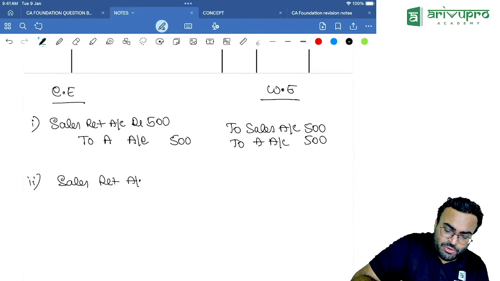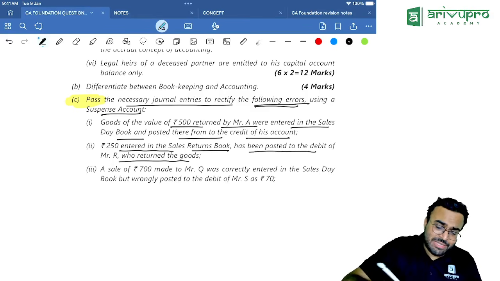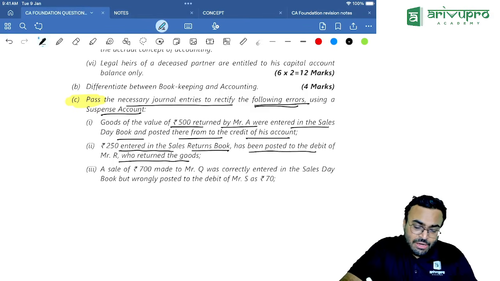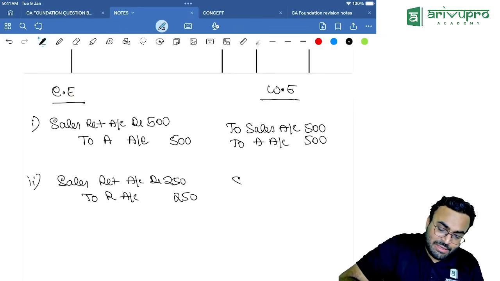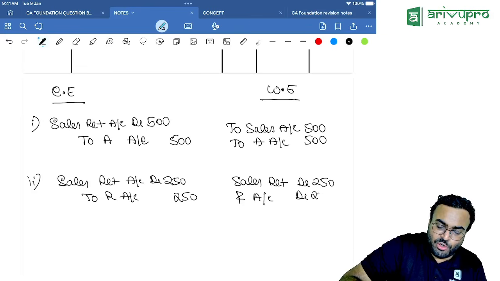Sales return account debited 250, R's account debited 250. Is that right? Correct. What is the mistake? They have posted to the debit of R. So the mistake is sales return account debited 250, and R account is also debited 250.